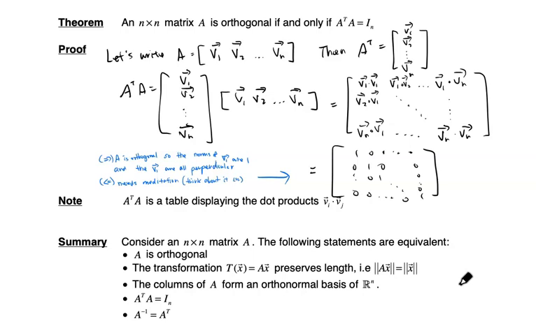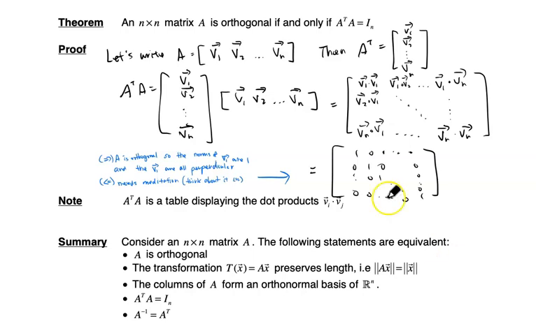So, an n by n matrix A is orthogonal if and only if A^T times A equals I. That's a quite powerful way to check whether a matrix A is orthogonal, rather than checking that every single column has norm 1 and is perpendicular to every single other column. You may just multiply A^T by A and see whether you get the identity matrix.